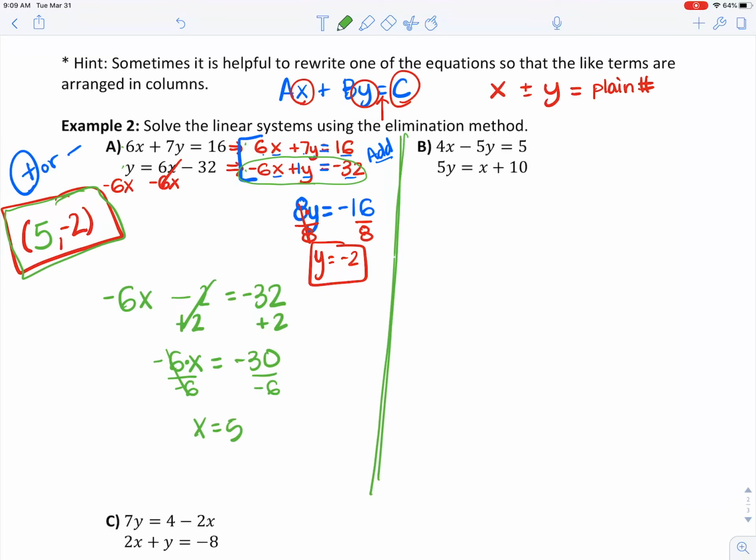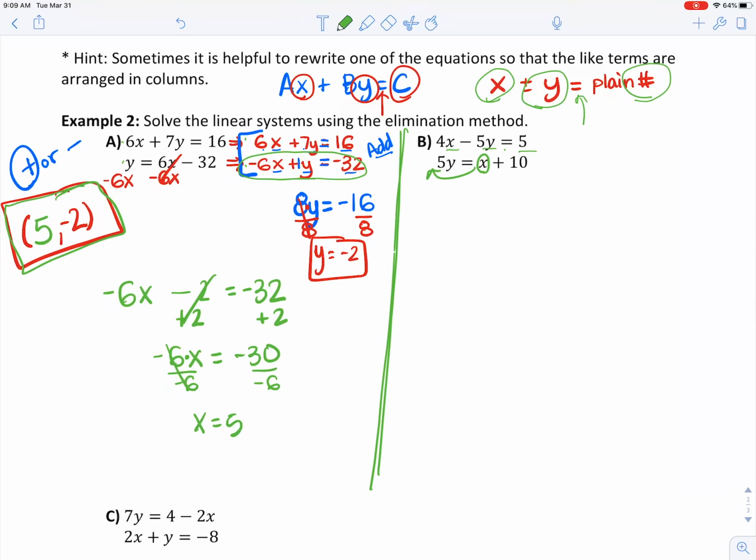Okay, taking a look at letter B, the same concept now. I really do want my x's, then my y's, an equal sign, and then my just plain numbers. So looking at the top equation, I have x's, then y's, an equal sign, and then my plain number. So the top equation is good to go. Now looking at the bottom equation, that one is not good to go. I need to get this x, I need to move it to the other side, so that then I would have x, y, and then my plain number.